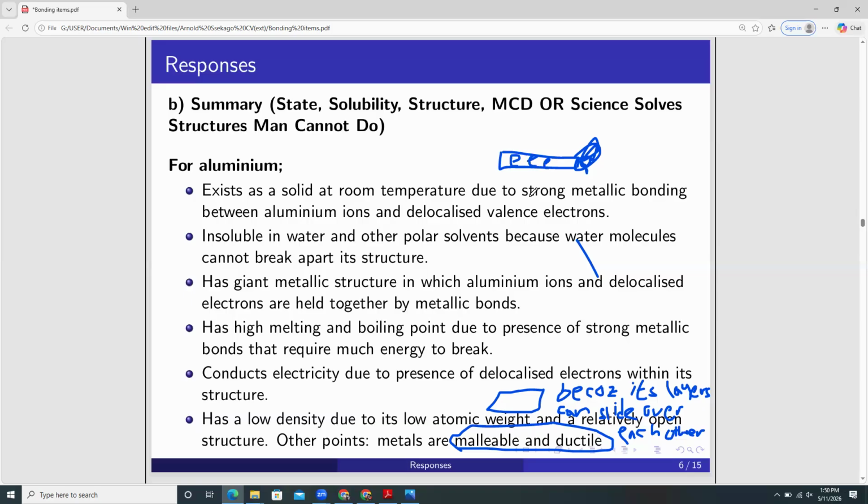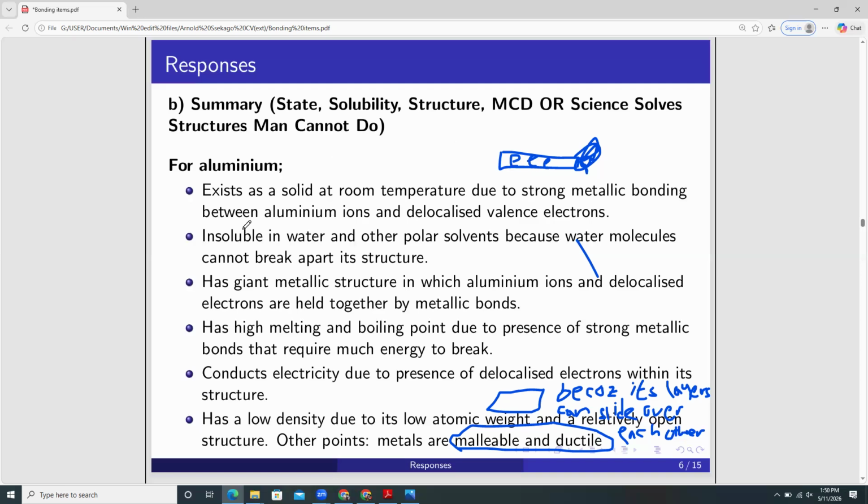What have I said? I have said aluminium conducts heat due to presence of delocalized electrons that can gain heat energy when it is applied on one end of the metal. Yeah, so one can also think about that.